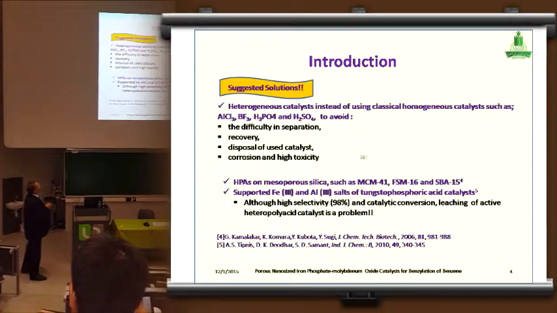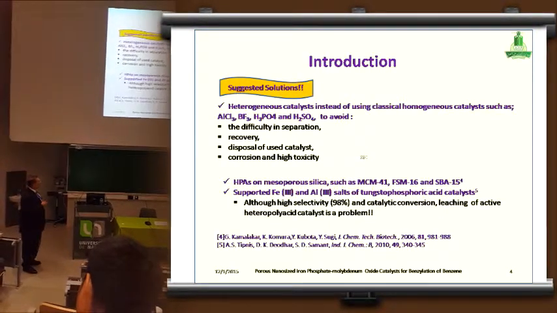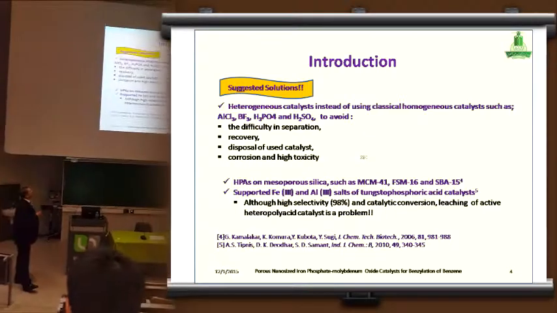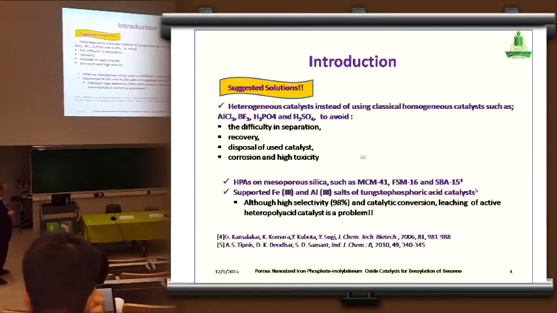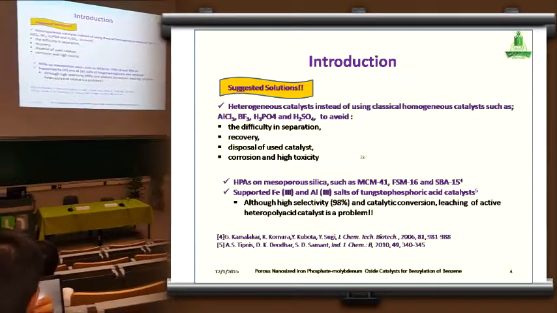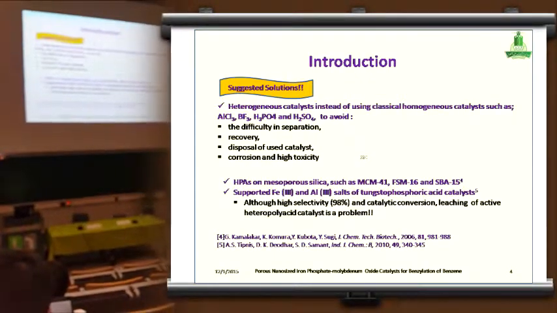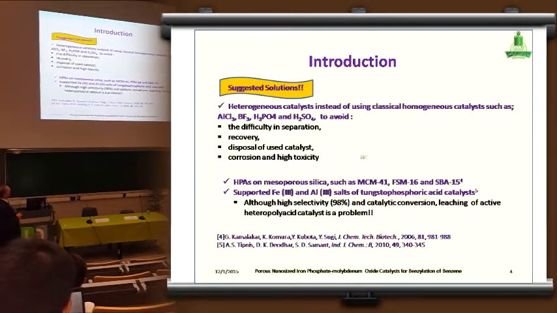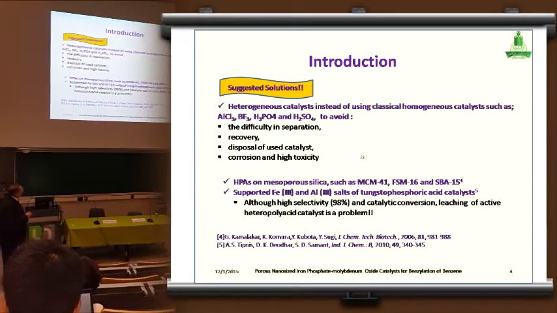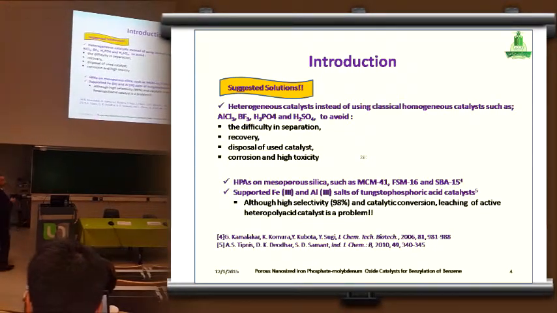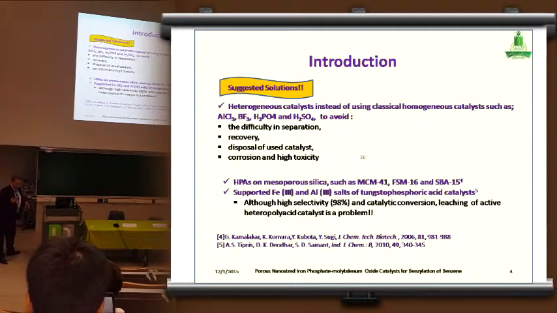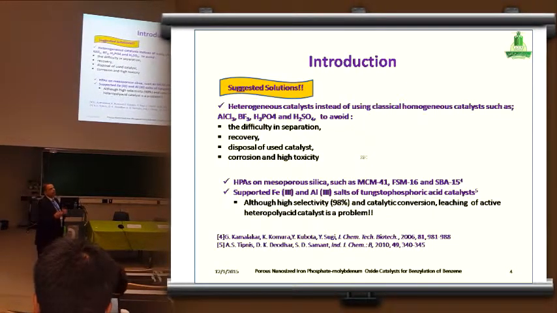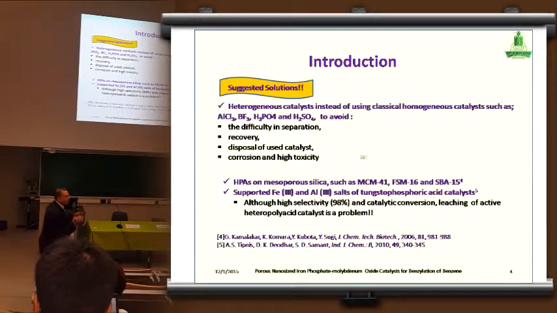Many trials used heteropoly acids supported on mesoporous silica, such as MCM-41, as well as supported iron-3 and aluminum-3 salts of phosphoric acid as a catalyst for this reaction. Although they have very good selectivity, they still have the problem of leaching of the active species during the process itself. So this is the main problem here, how to solve it. So we now have to replace the catalyst by a solid acid catalyst, as well as tackle the problem of the leaching of that active species.